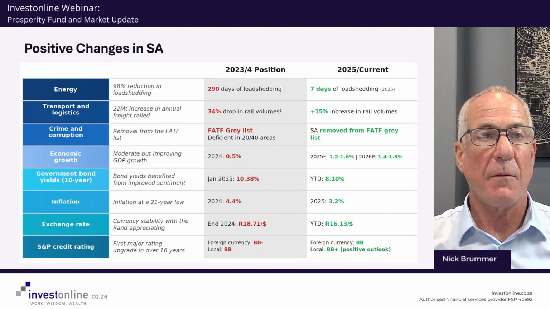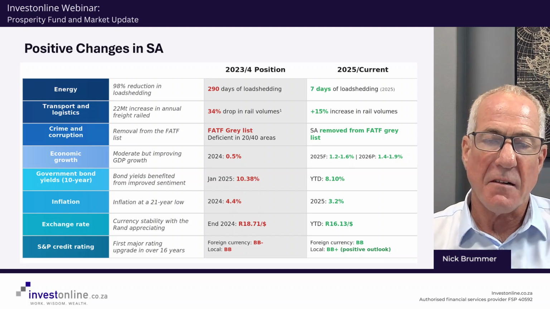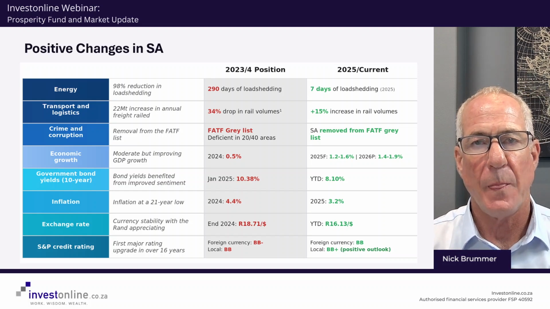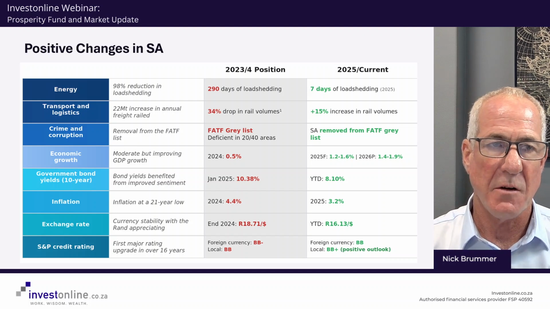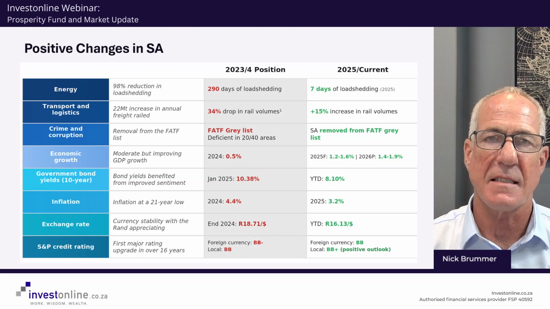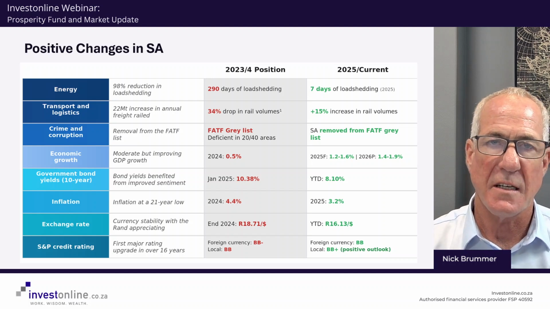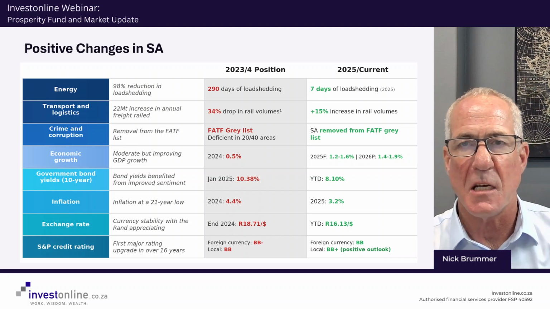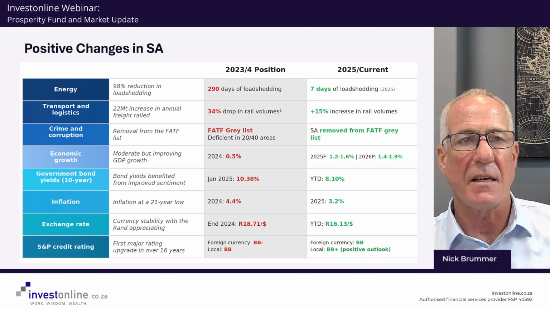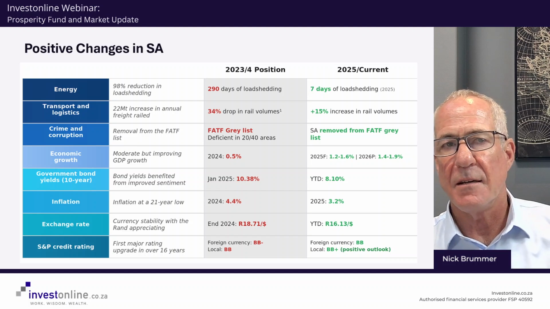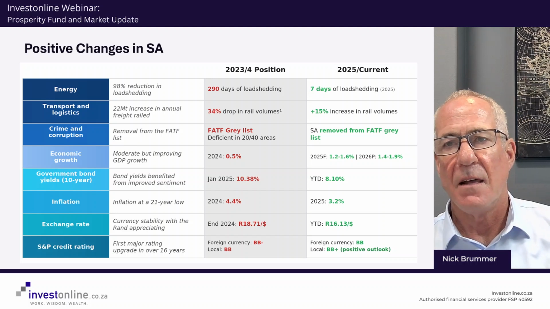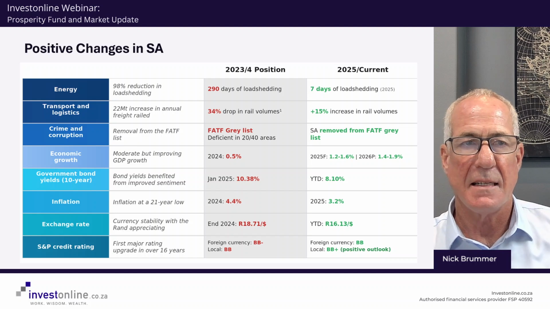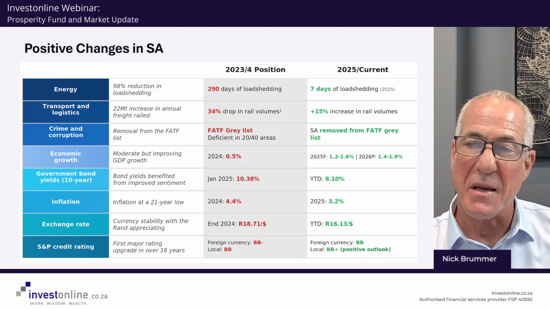Yeah, so where we are now is, as I said, positive on SA equities relative to global equities. I just wanted to put up this table, which is a very good table. I didn't put it together, but it really just outlines how SA's improved. From an energy perspective, days of load shedding have decreased significantly. Transport has improved significantly, where rail volumes dropped by 34%, now they're up by 15%, being moved off the grey list. The economic growth outlook is looking a little bit better, but still anemic.